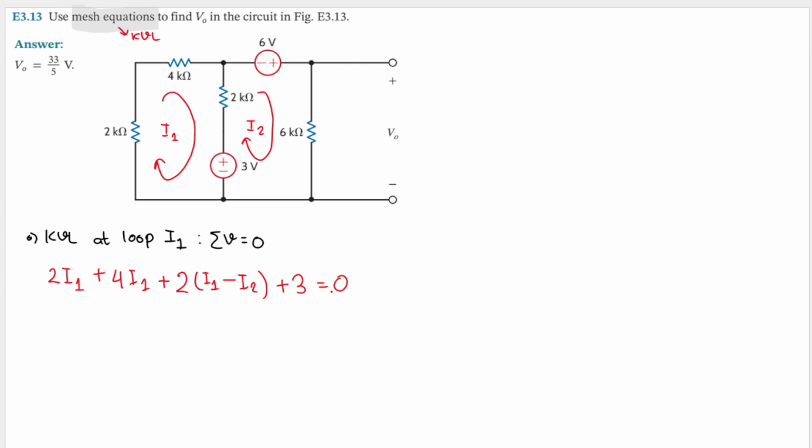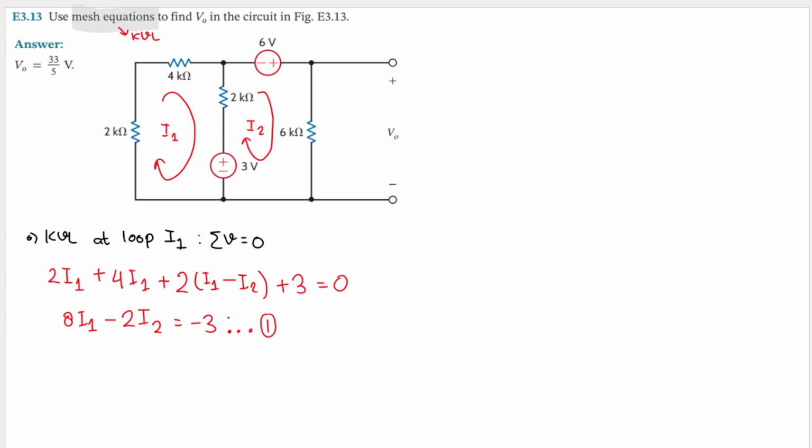Okay, let's do some simplification. So we will have 2 plus 4, that is 6, and plus 2, so we'll have 8, right, for I1. 8I1, and then I2 only comes from here, but we have 2 of them, so we'll have minus 2I2. Good. And now let's put this 3 to the right hand side, so we'll have minus 3. And I think we can save this equation here as equation number 1.